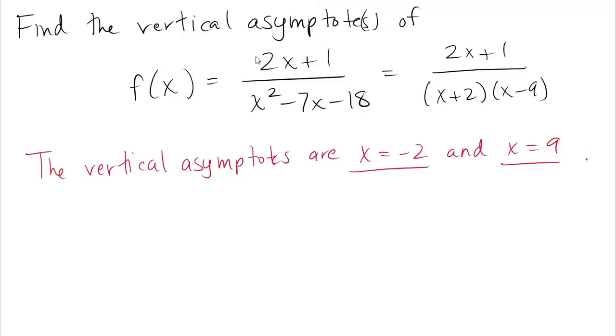You'll notice we ignored the numerator in finding the vertical asymptote. It's okay to get 0 in the numerator. When the numerator comes out to 0, that's just going to be an x-intercept of the graph. It's where the y-coordinate of the graph is going to be 0. In this example, that happens at negative 1/2.